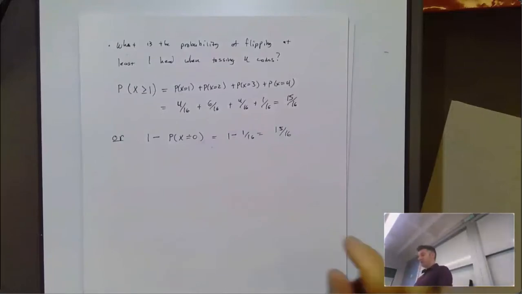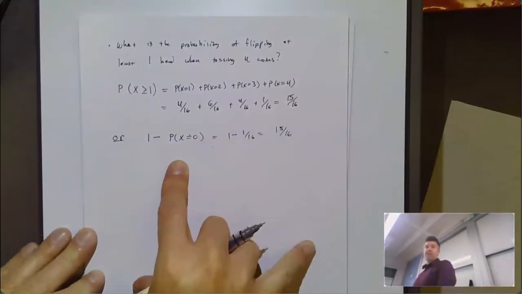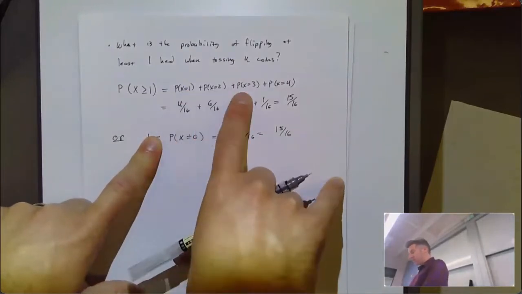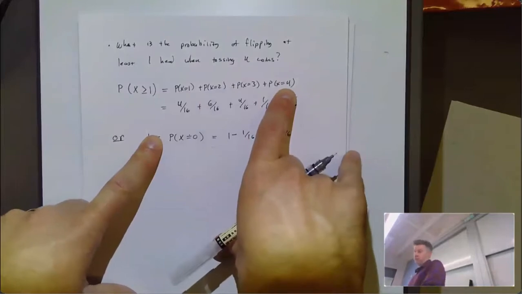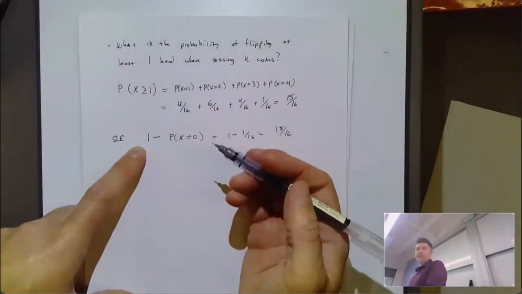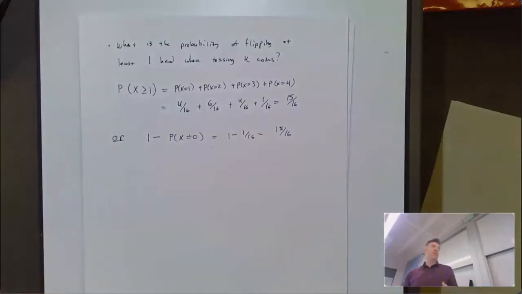Which really is just using the idea that everything has to add up to 1. So if I know that the probability of 0 heads plus 1 head plus 2 heads plus 3 heads plus 4 heads adds up to 1, or 100%, then if I want this, I can do 1 minus the other stuff. Really what this is, is the idea called the complement.